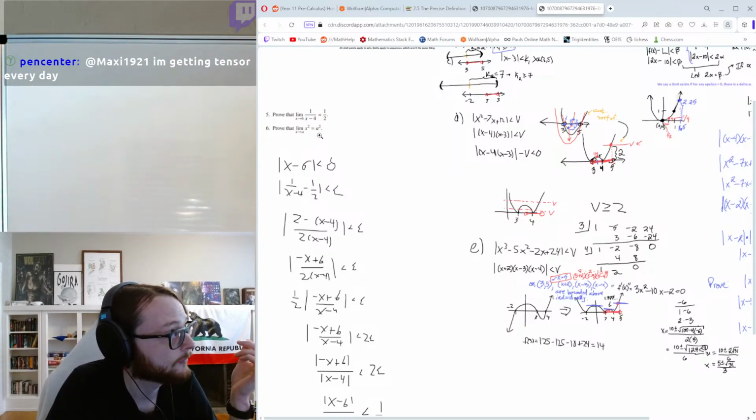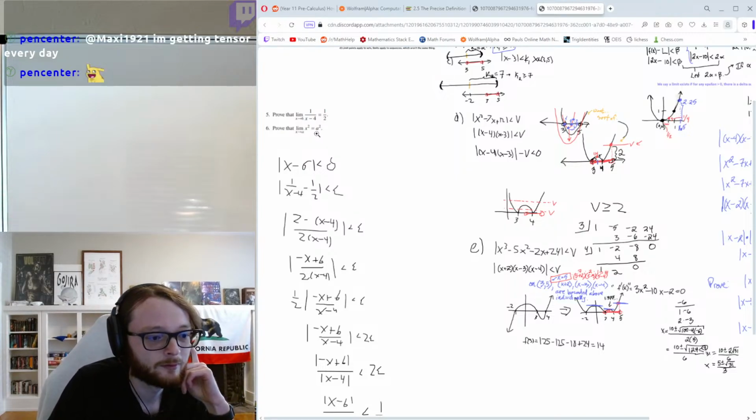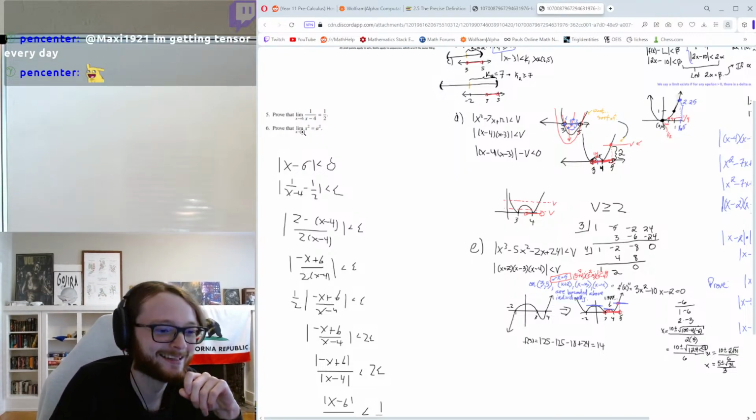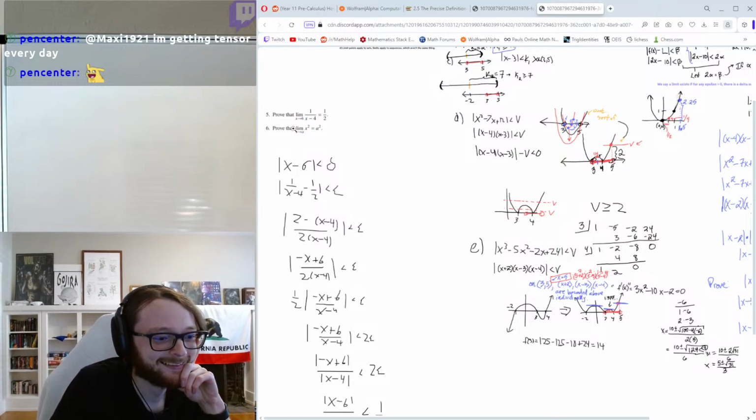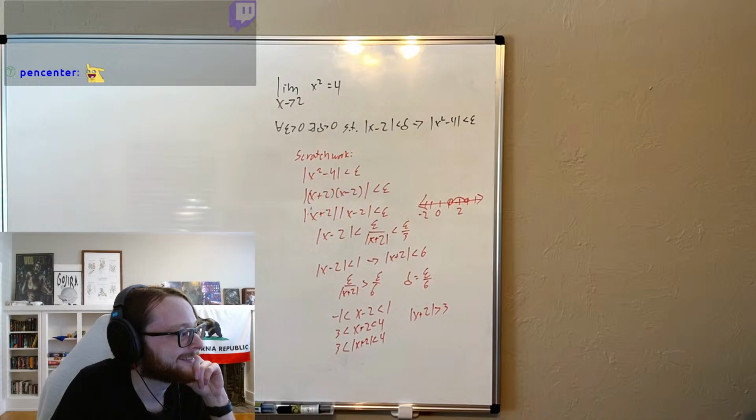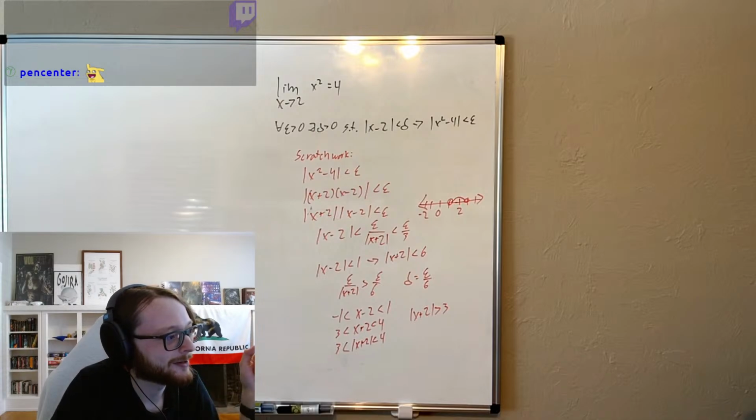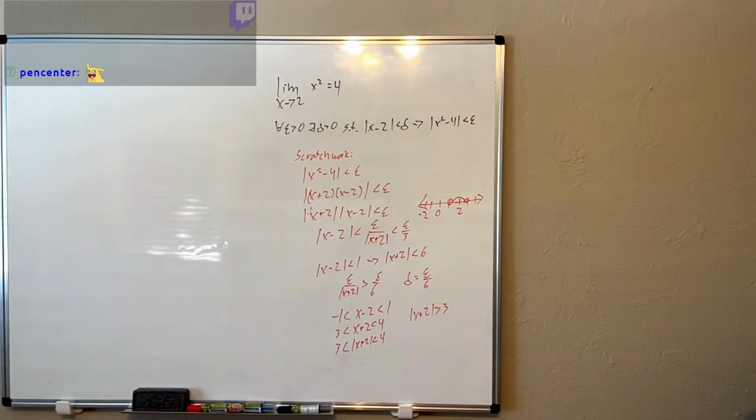Now I did it with a equals 2. Now let's do it just for a. All right, so I'll take the work that I have on the board and generalize it for, instead of 2, let's do A. Let me get some water first, though.